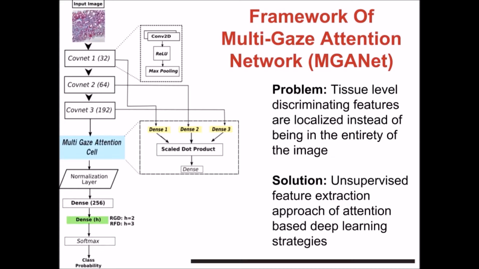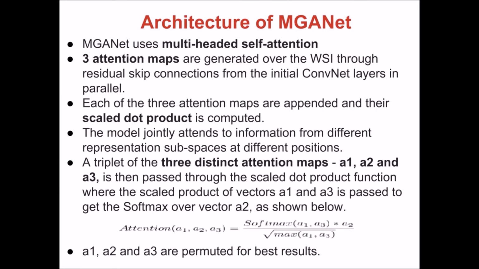MGNet uses multi-headed self-attention, in which 3 attention maps are generated over the whole slide image through residual skip connections from the initial ConvNet layers in parallel. Each of the 3 attention maps is appended and the scaled dot product is computed. The model jointly attends to the information from different representations.